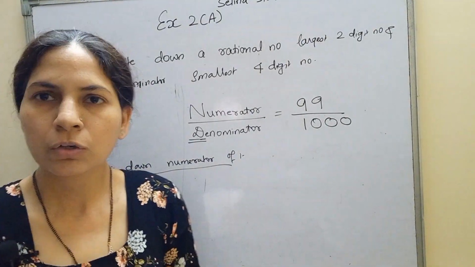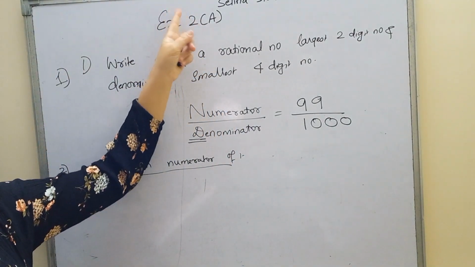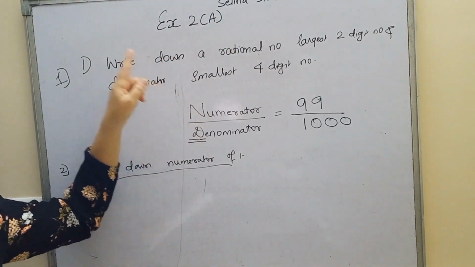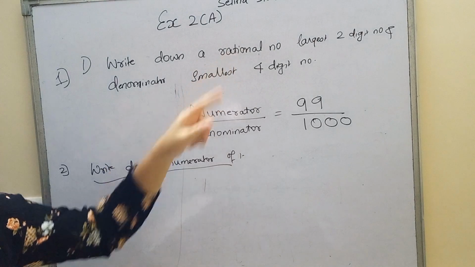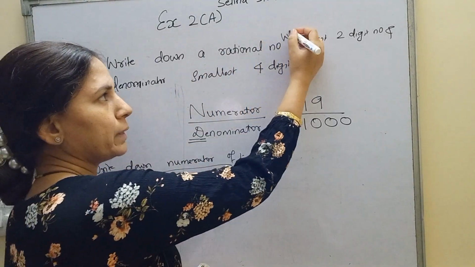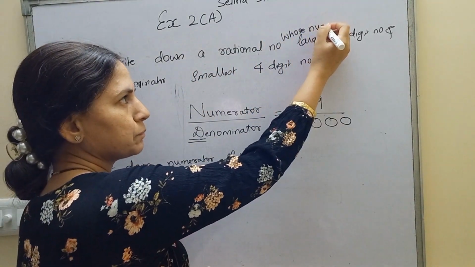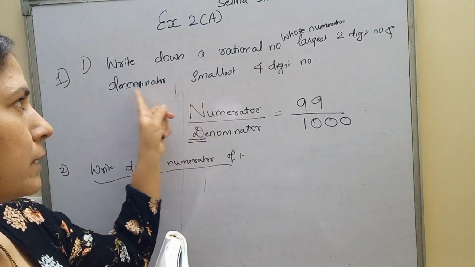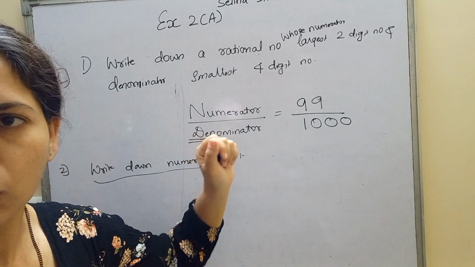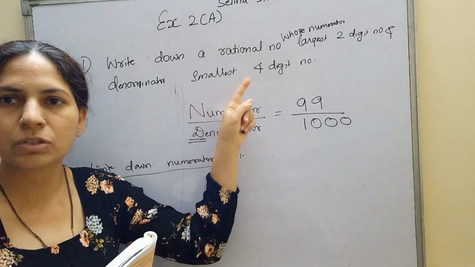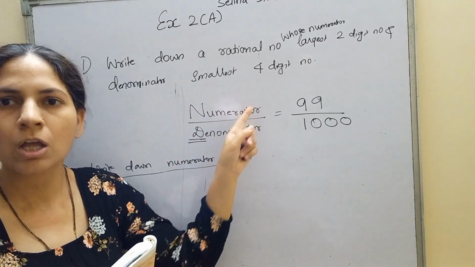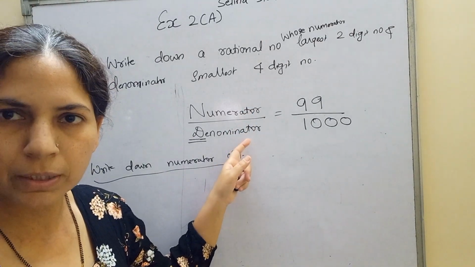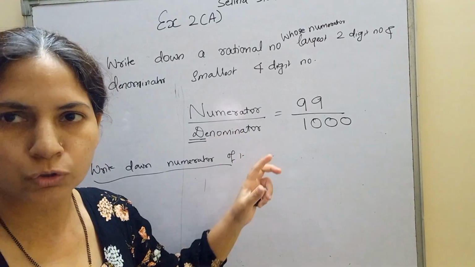Hello dear students, today we are going to deal with Selina's book, standard 7th book, exercise 2a, that is rational numbers. Now the first question is, write down a rational number whose numerator is the largest 2-digit number and the denominator is the smallest 4-digit number. Numerator means the number which is written above in a fraction, denominator means the number which comes down. Down, D for denominator, D for down, this is how you should remember.